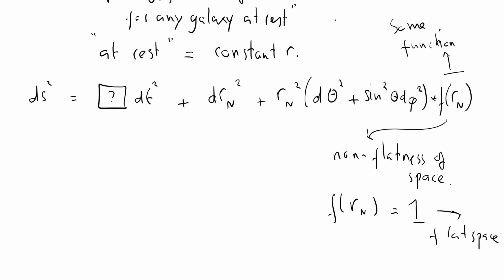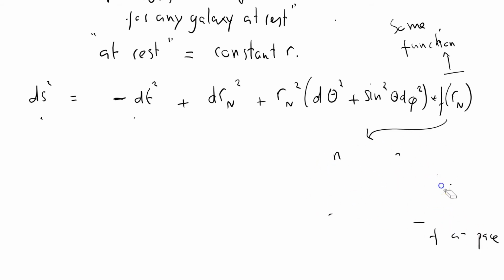Okay, now this question mark I've got here, that's easy to deal with. I'm just going to put a minus 1 there. Why is that? That's because I'm defining time to be proper time by any observer. So if you are sitting at a particular position and your r and theta and phi are not changing, then ds squared will be minus dt squared by definition. So that's an easy term there.